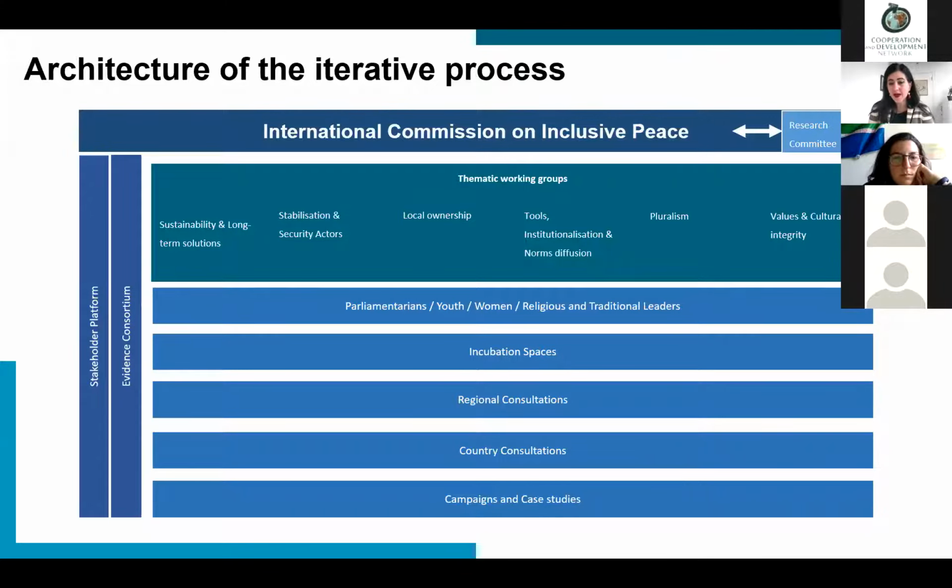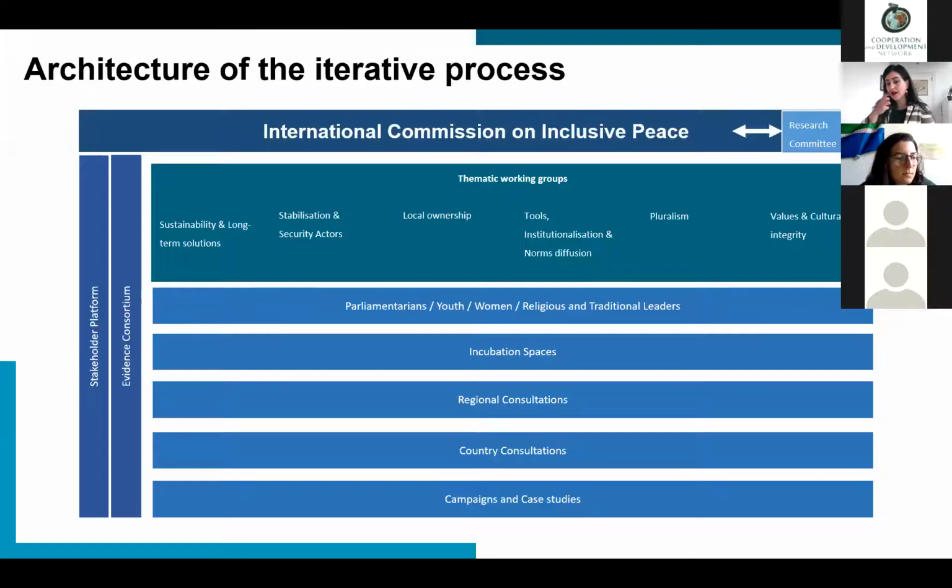So this is a process that is happening now. I joined my current role in August. We've set it up and launched it in January, and we will come up with the new principles for peace by the end of next year. Now we're just starting both the evidence process, the distillation of evidence, but also these country consultations and global consultations. So it's very exciting.